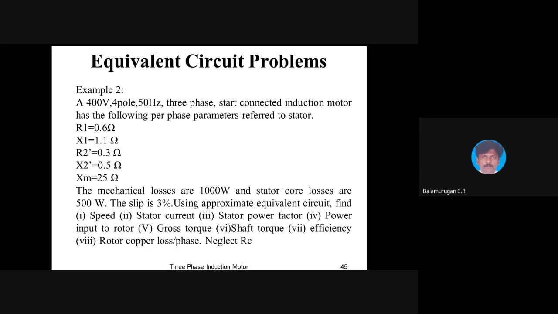In the I naught, what are you substituting? 400 divided by root 3 angle 0 divided by J 25, which is 10.1 angle 90. Okay, so I naught will be 9.24 angle minus 90 degree. Then you can find the I1.